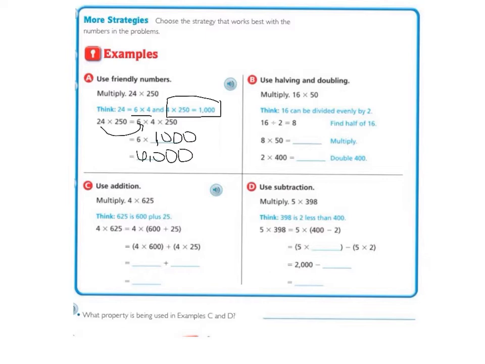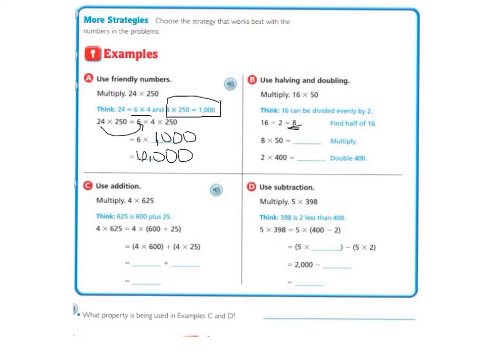All right, let's practice again. This time we're going to practice a concept called halving and doubling. We're going to multiply 16 times 50. Well, 16 can be divided evenly by 2. Half of 16 is 8. And 8 is an easier number to deal with than 16 is. So I'm going to multiply 8 times 50.